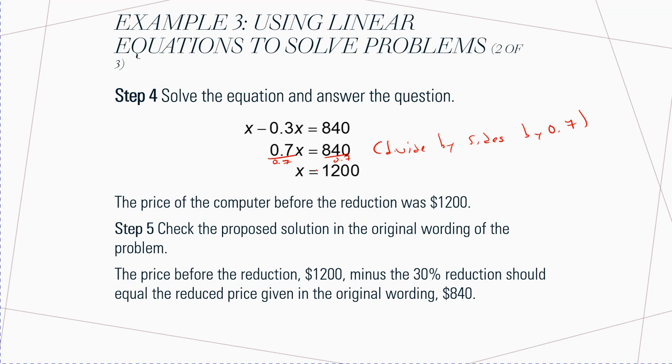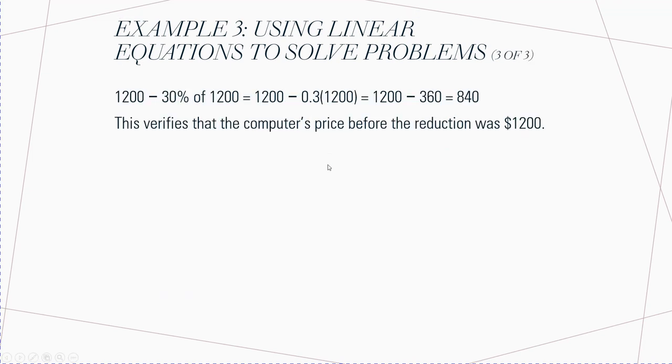And so you can check this, right? If you take the $1,200 and subtract a 30% reduction, you do see that indeed the given price is the original wording of $840. So here's just a quick verification of it so that you can see it.